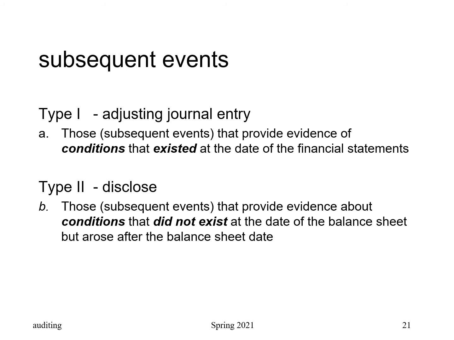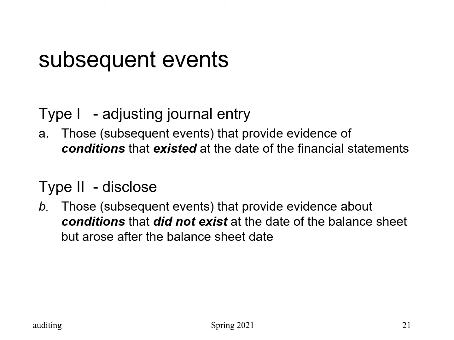So here's what I want when I ask for this on the final, for subsequent events. Type 1, that require an adjusting entry, which require us to adjust the balances in the financial statements, are those subsequent events that provide evidence about a condition that existed as of the date of the financial statements. So the event was subsequent to the date on the balance sheet, but the underlying condition underlying the event existed as of the date on the financial statements. In that case, we're going to book an adjusting entry and change the numbers on the financial statements.